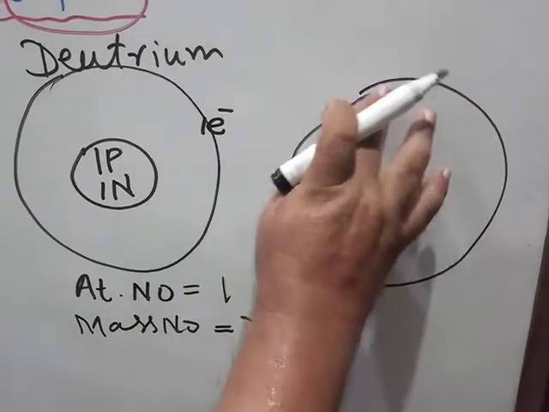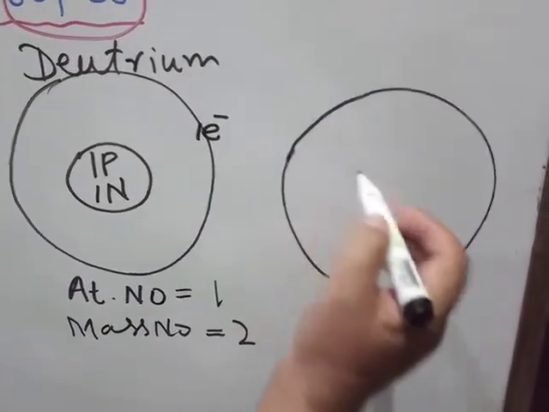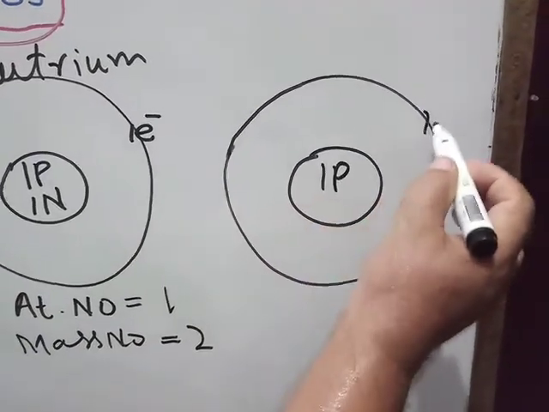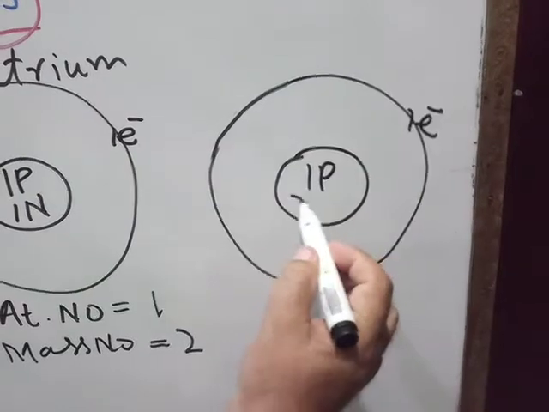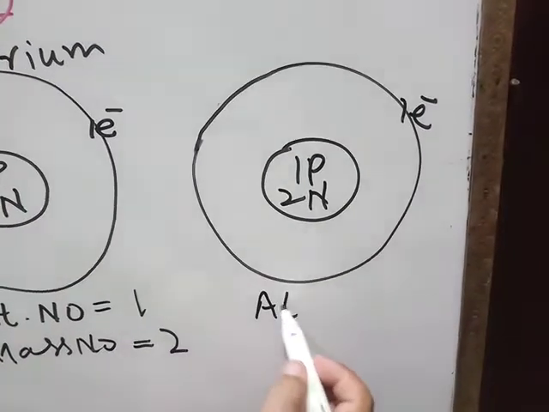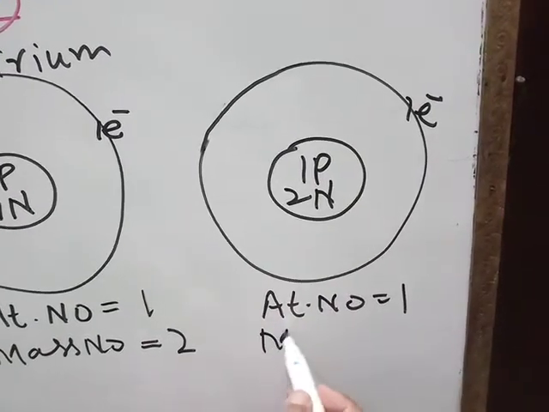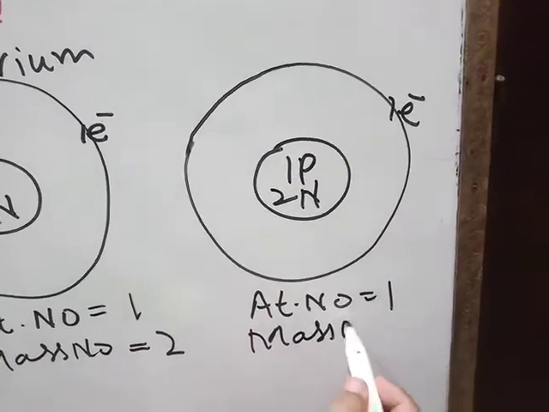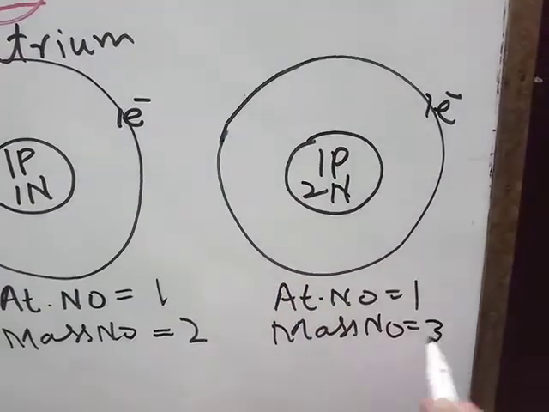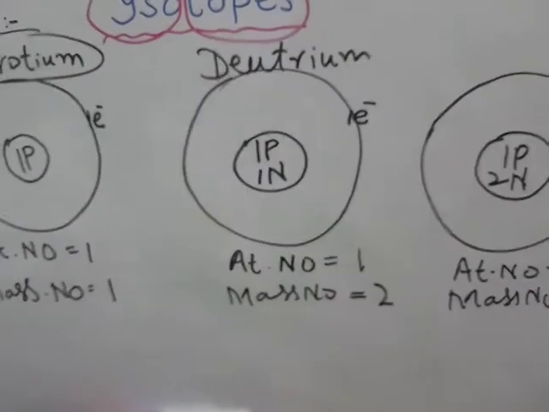The third isotope of hydrogen, which is called the rare hydrogen, has one proton, one electron and two neutrons. So again it has atomic number 1, mass number 1 plus 2, which is 3. Now look at me, students, here.